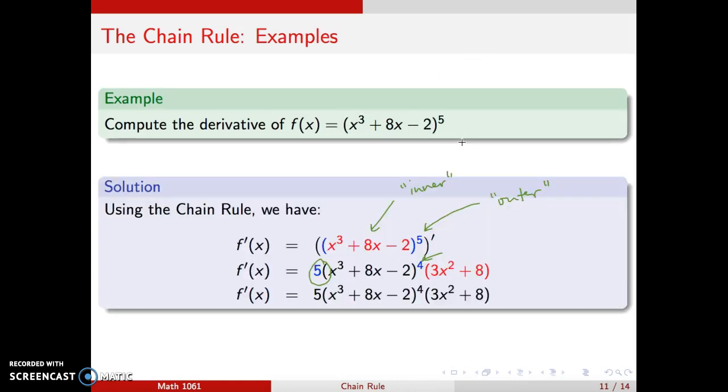So let's get caught up. Oh, there we go. So the derivative of that inner function, highlighted in red here, is 3x squared plus 8 minus 0. So 3x squared plus 8. This last line I've just retyped without the color, and that's good. We're done there. Perfect.